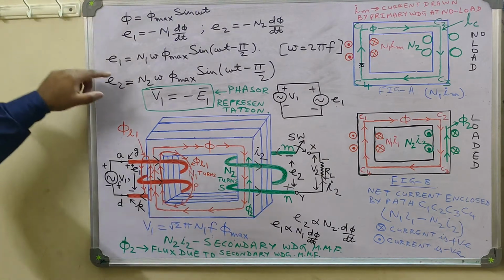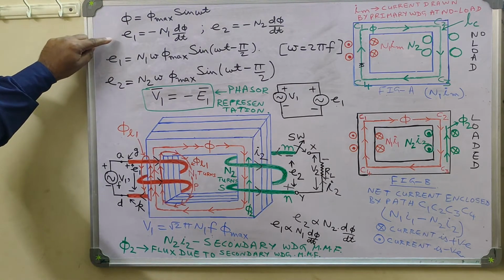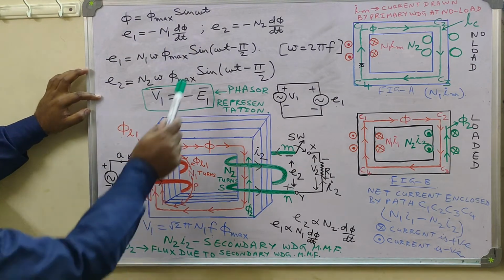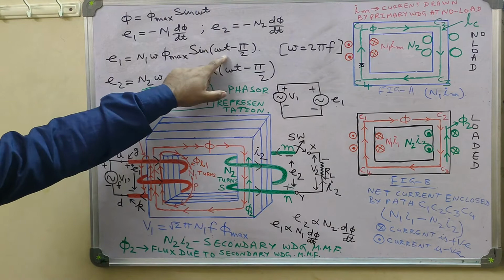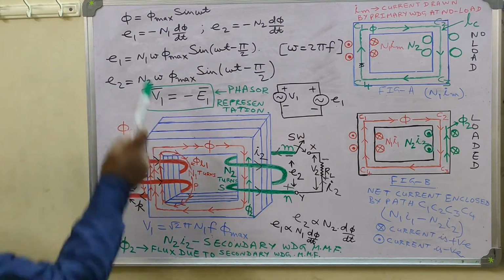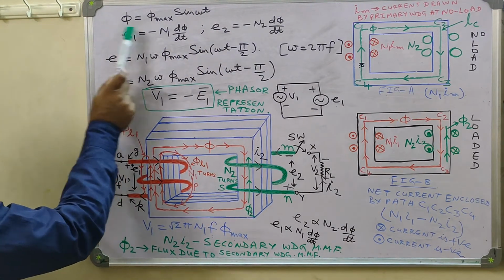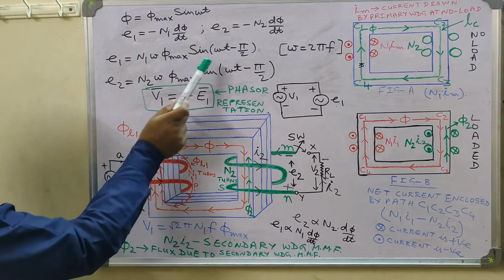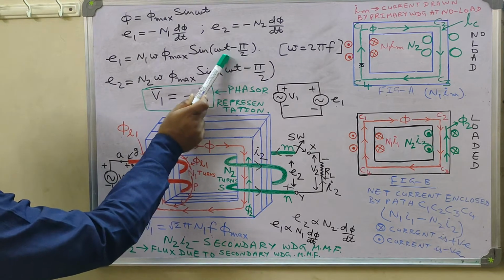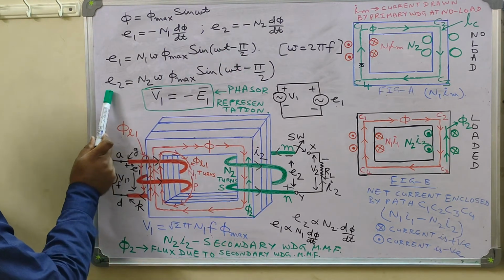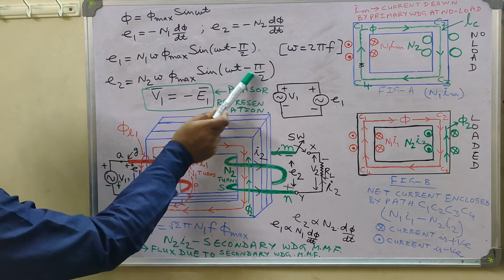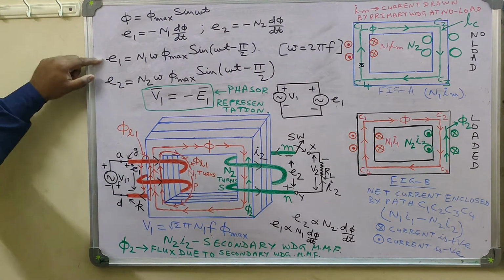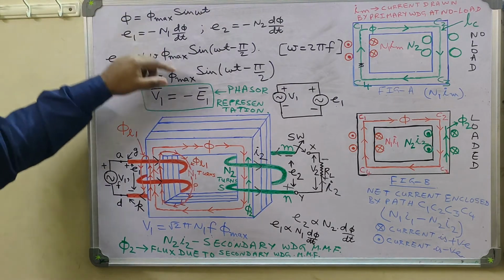For example, you see the EMF induced in the primary and secondary coil, E1 and E2 respectively, have an expression indicating that they are lagging the flux by 90 degrees, because in the expression of flux it is only sin omega t, but in the expression of induced EMF E1 it is omega t minus pi by 2, that means omega t minus 90 degrees. Also in the expression of E2 it is omega t minus pi by 2. So we say that the induced EMF E1 and E2 will lag the flux by 90 degrees.